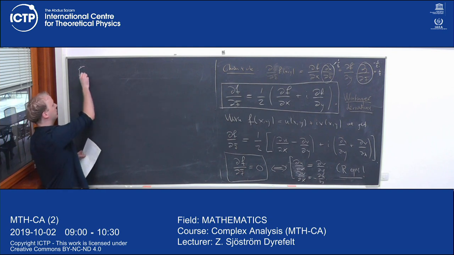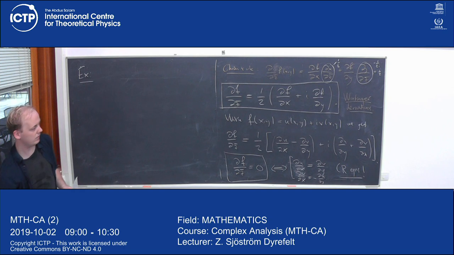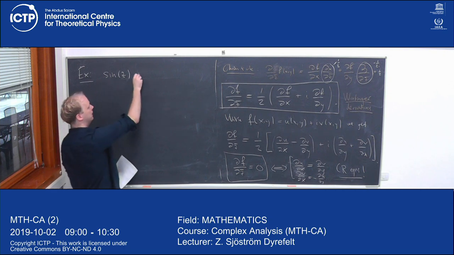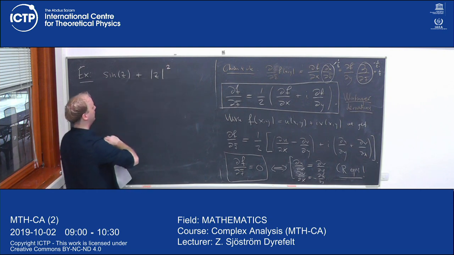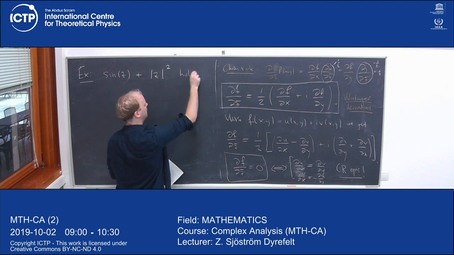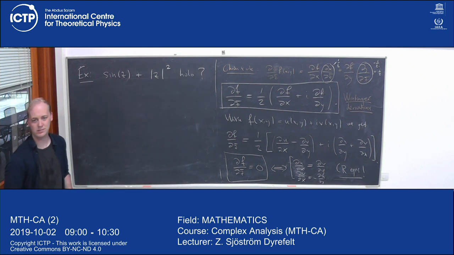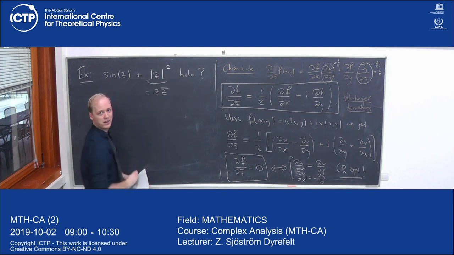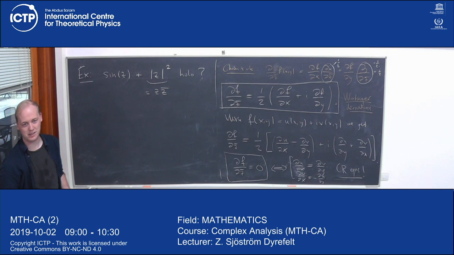And so now we can also get some other example. We can get a more complicated example, like if I take sine of z plus modulus of z squared, is this holomorphic? No? No. Yeah, because this thing is equal to, you will remember, z times z bar. So when I differentiate it in z bar, it is z. Okay, so if z is 0, maybe. But if z is not 0, then for sure this is not differentiable. And you cannot be holomorphic at just one point, so this is not holomorphic.